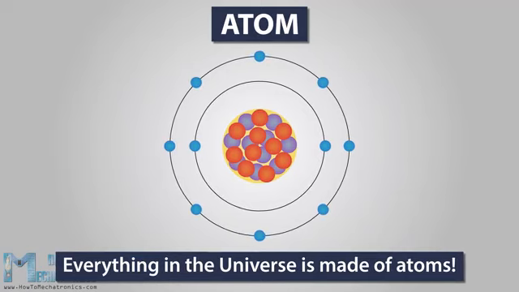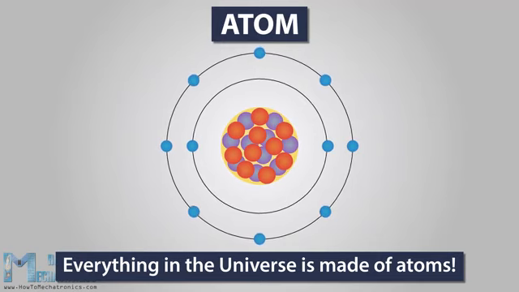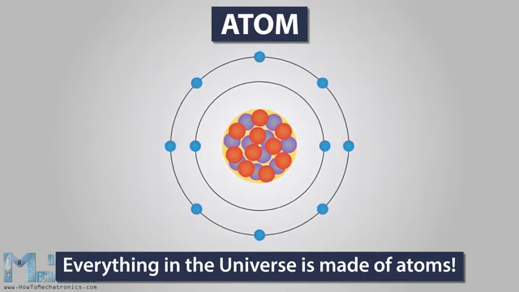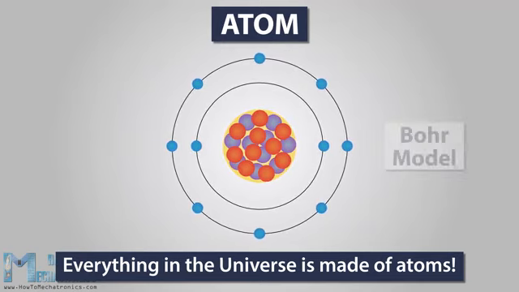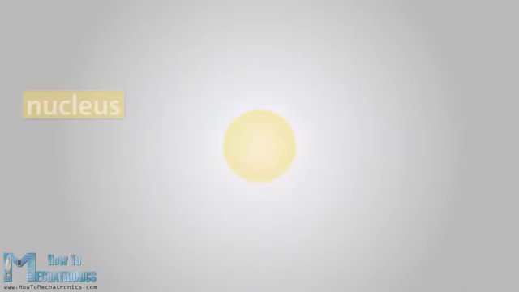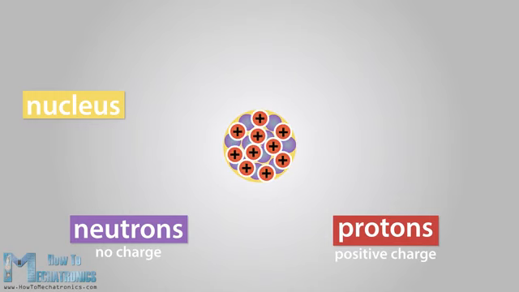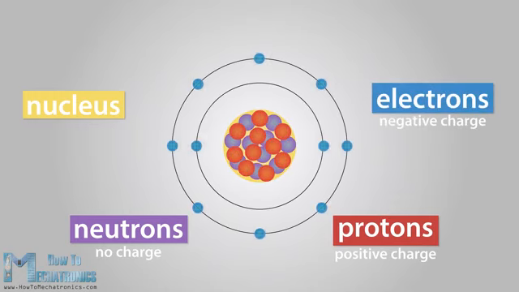An atom cannot be seen with a naked eye, so we will use a simplified model which can help us understand the structure of the atom. This is called the Bohr model. In the center of the atom there is a nucleus, which consists of neutrons, which have no charge, and protons, which have positive charge. Also, there are negatively charged electrons orbiting around the nucleus.